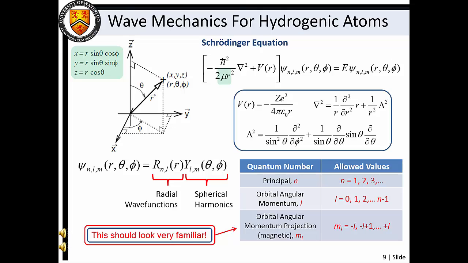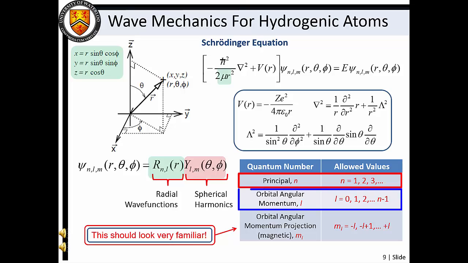The total wave function for the hydrogen atom can be thought of as a product of a radial function, which depends on the electron's distance from the nucleus, and the spherical harmonic, which depends only on the electron's polar and azimuthal angles. The form that these functions take depends on three quantum numbers: the principal quantum number n, the orbital angular momentum quantum number L, and the orbital angular momentum projection quantum number m sub L.